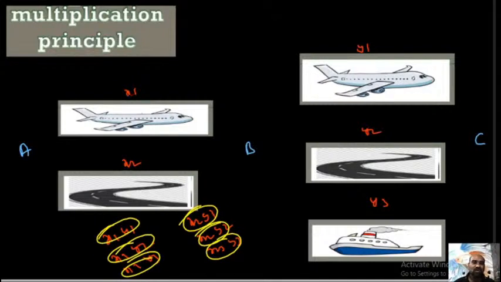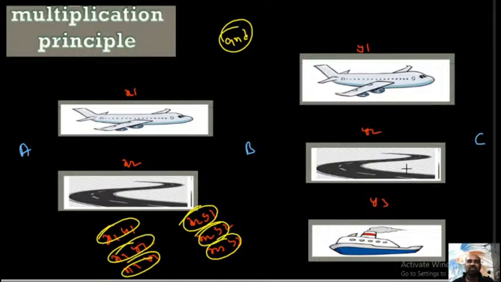What happened? x1 and y1. You want to travel from A to C via B. First x1, after that y1. x1 and y1, x1 and y2. In the previous example, x1 and y1, x1 and y2, x1 and y3, x2 and y1, x2 and y2, x2 and y3. Okay. So what happened here?